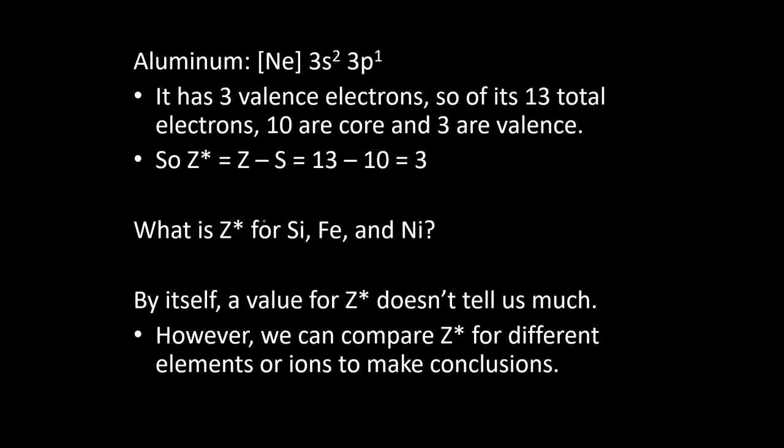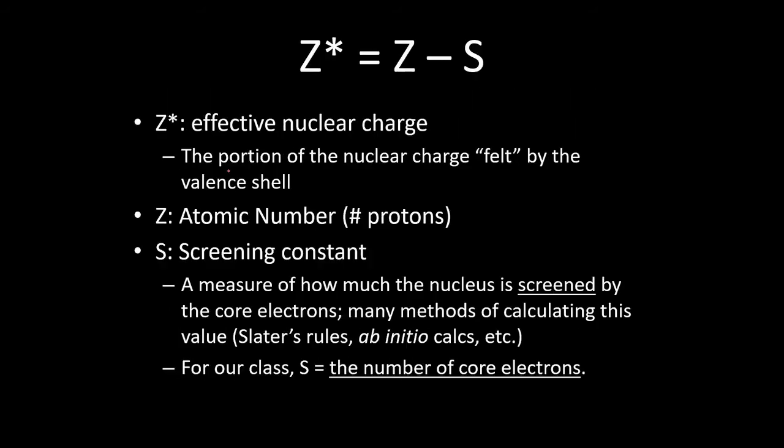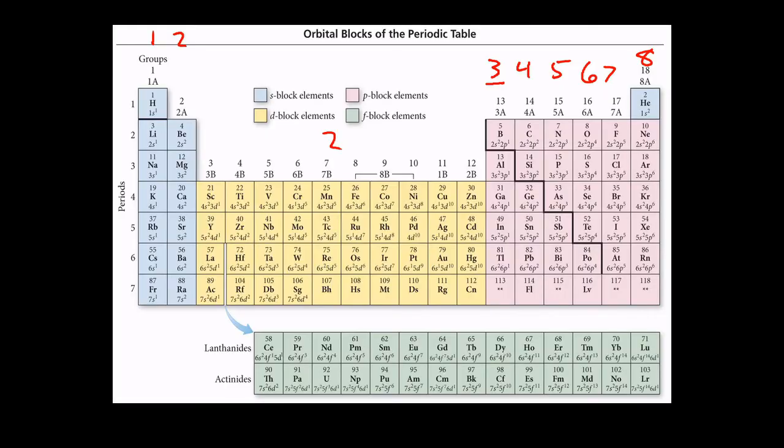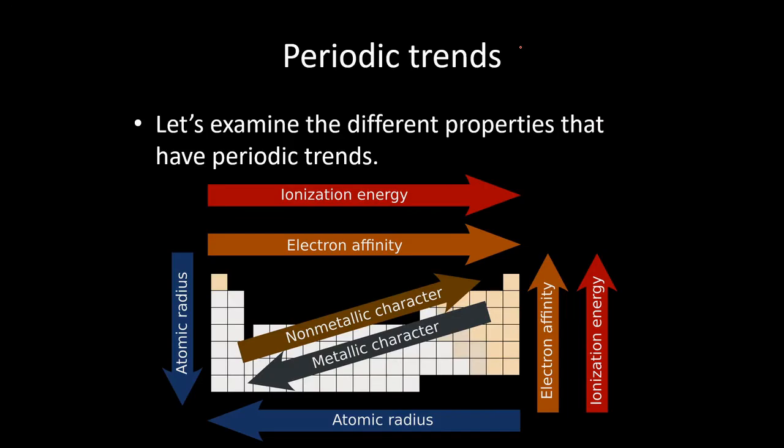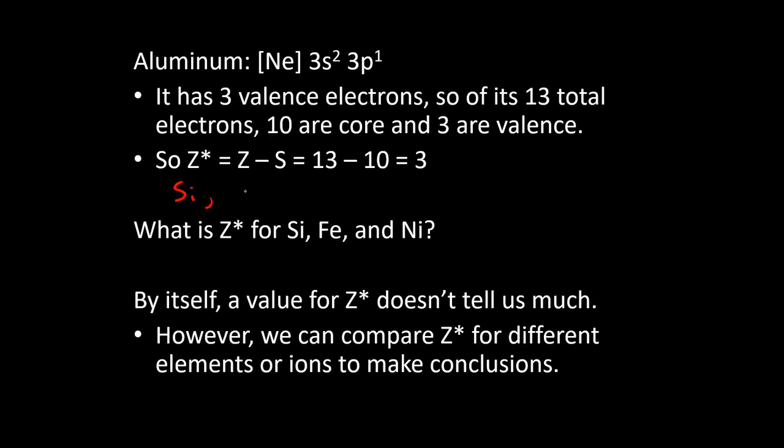If we look at a few other ones here, so silicon, silicon is number 14, am I remembering that right? Yes, 14. So it has 14 protons. It's going to have 4 valence electrons. So its effective nuclear charge is going to be 14 minus 10, which is 4. So it has a slightly higher effective nuclear charge than aluminum. What that means is the outermost electrons feel, so to speak, the nucleus a little bit more strongly in silicon than they do in aluminum.